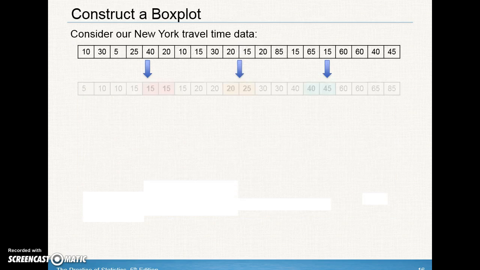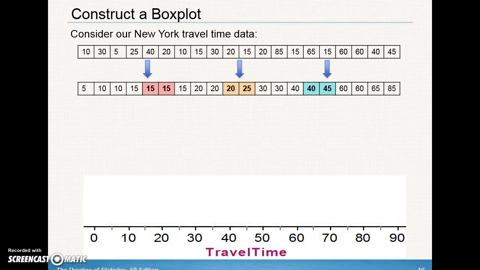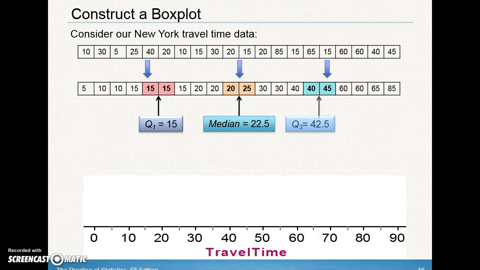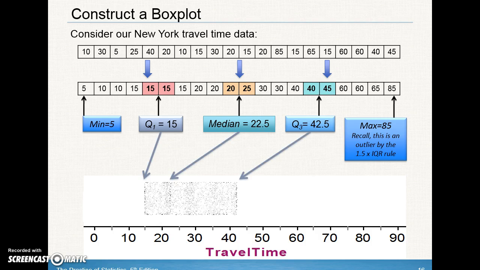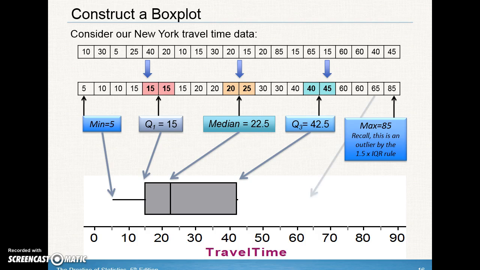So here's our data again. And here's our travel timeline at the bottom. Here are our 5 numbers. And so here's our box. Notice Q1 on the left at 15, Q3 on the right at 42.5, the median at 22.5, which is not in the middle, it's on the left side. And then our minimum is 5.